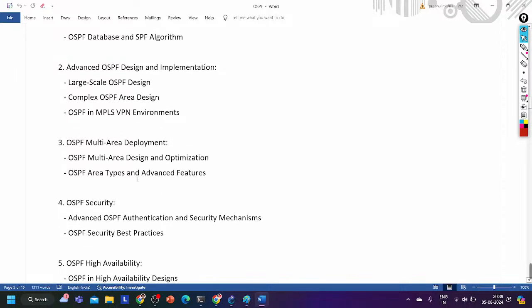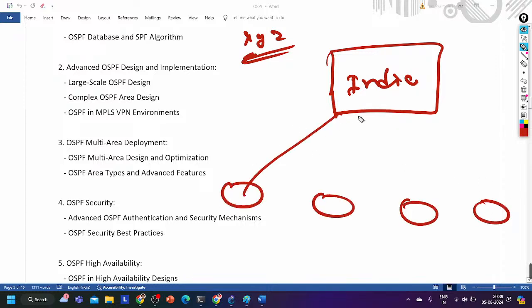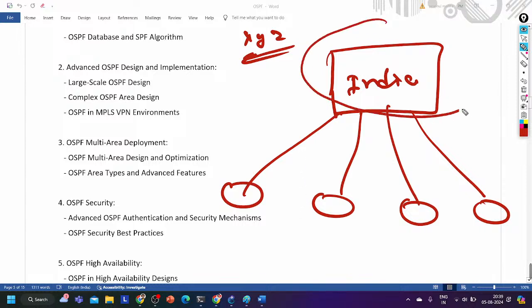deploy OSPF. Let's take one example of a company, XYZ corporate, right? This is a corporate company which has multiple branch offices, headquarter in India, and all branch offices are connected through headquarter. So in this scenario, if I talk about the OSPF configuration, I am going to configure multi-area OSPF.